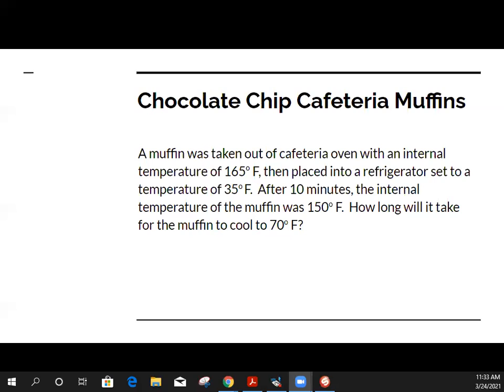All right, how long will it take for the muffin to cool to 70 degrees? So we're looking for the point question mark, 70. All right, so now I'm going to show my document camera and we can finish this problem. I'm going to zoom out just a little bit.